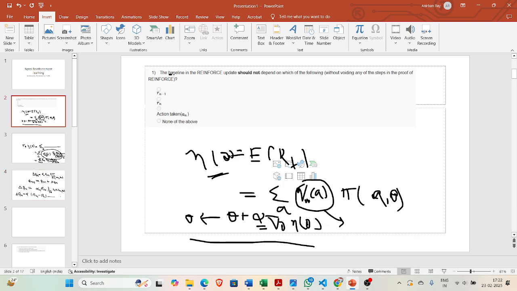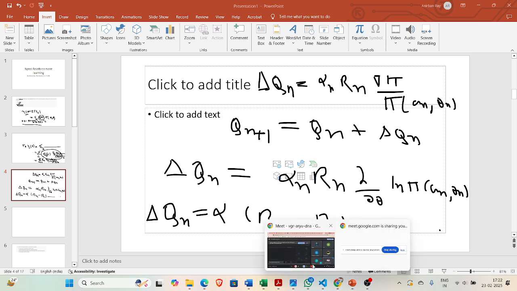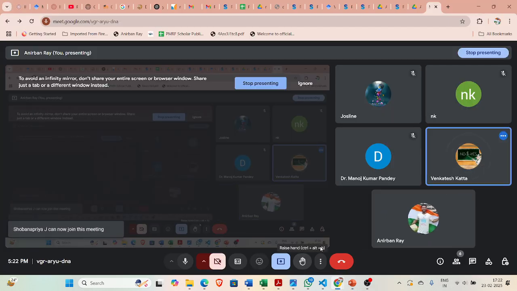Okay, so we come to our problem. The baseline in the reinforce update should not depend on which of the following. Okay, so the idea is that it is the average of R1 to Rn, but it does not take into account the action. It does not depend on the actions. The answer is this one, simple, coming from the theory. Any doubt here? You can see the slides. Clear, right? Yeah, clear.